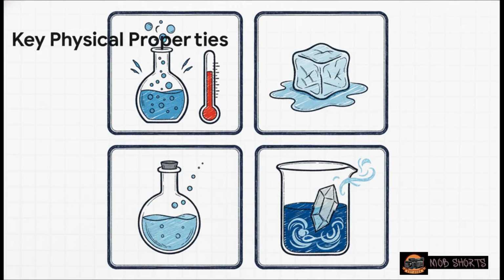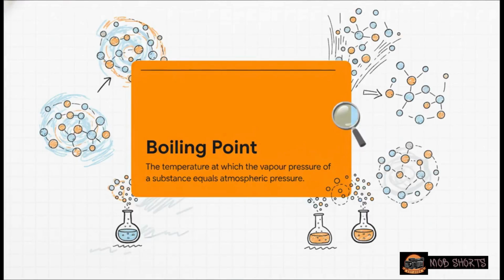These properties basically tell us how a whole bunch of molecules decide to behave out in the real world. Let's zoom in on boiling point. The official definition sounds a bit textbooky, but think of it like this. It's just the temperature where the molecules in a liquid finally get enough energy to break free from their neighbors and escape into the air as a gas. It's really all about overcoming the forces that are holding them all together.